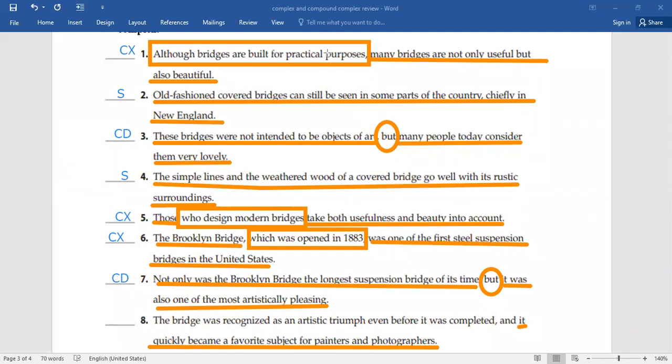The bridge was recognized as an artistic triumph even before it was completed. Okay, so let's stop here. Before it was completed, is that an independent clause? No. What is it? Subordinate. Okay, so here, even before it was completed, we see the word before. So here we have a subordinate clause. It starts with before, which is a subordinate conjunction.